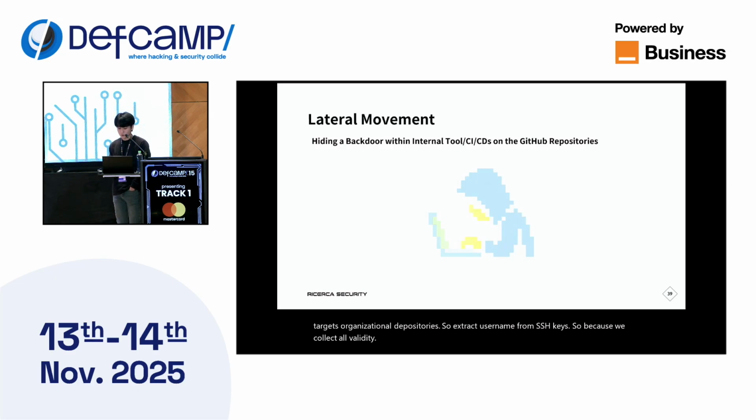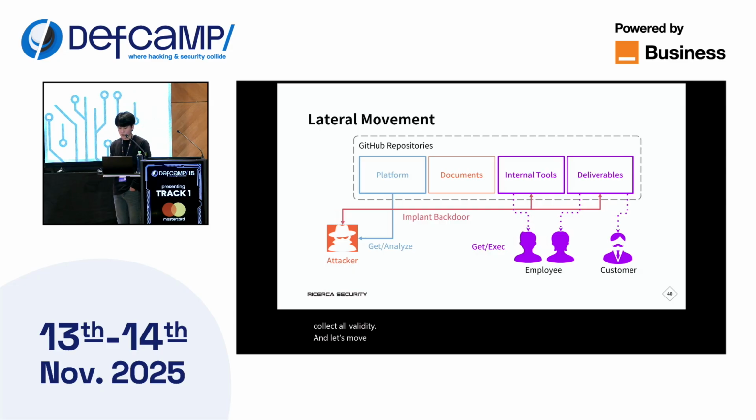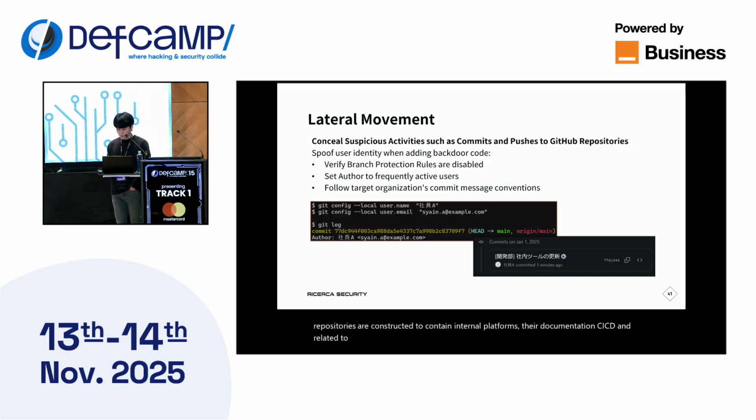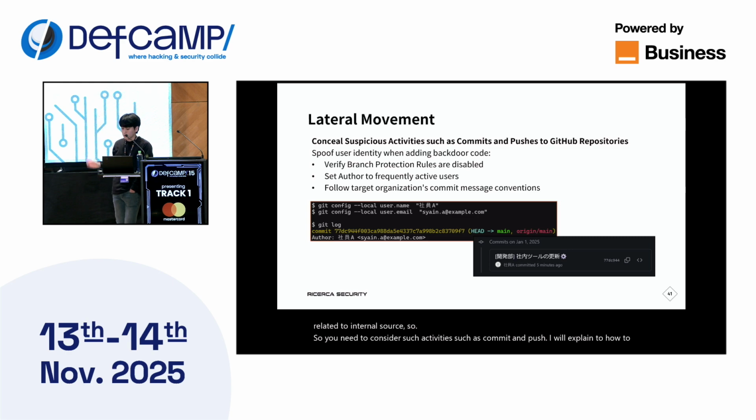And let's move on to backdoor placement. Among the repositories that are attack targets, GitHub repositories are considered to contain internal platforms, their documentation, CI/CD, and related internal tools. So you need to conceal suspicious activities such as commit and push. I will explain how to place backdoors. In Git, with basic settings, it is possible to create commit logs disguised as other users.